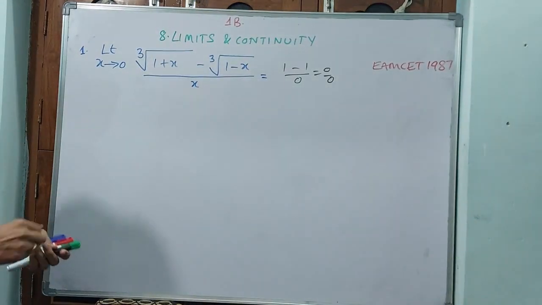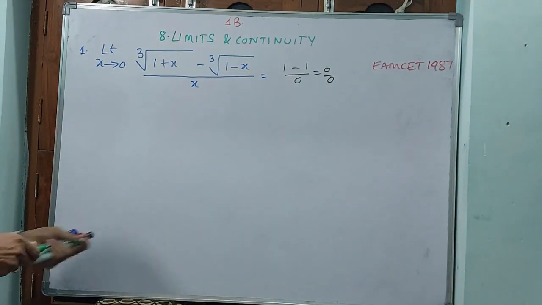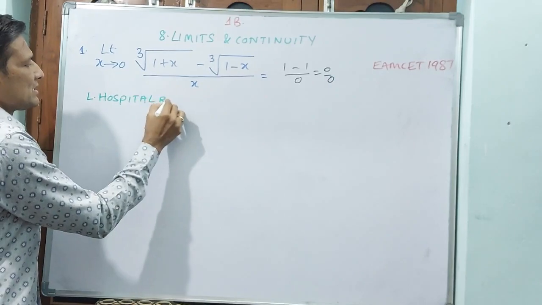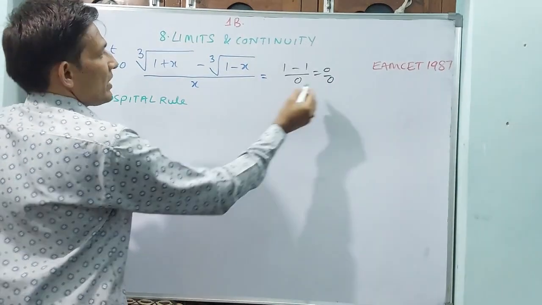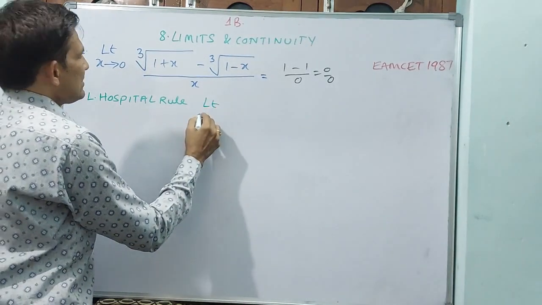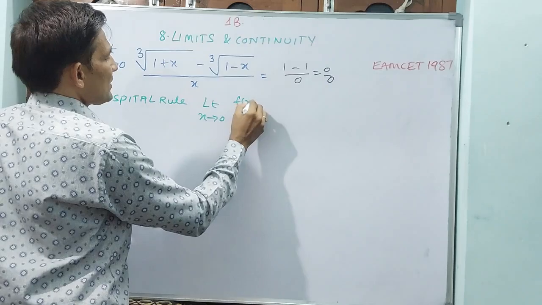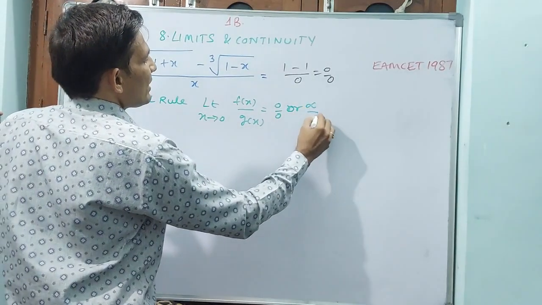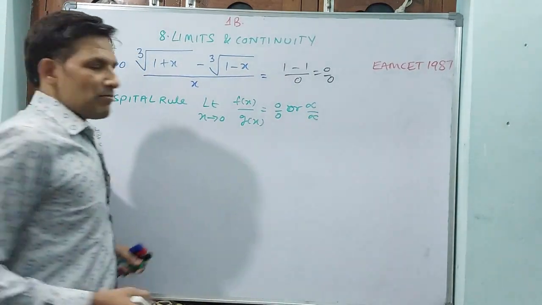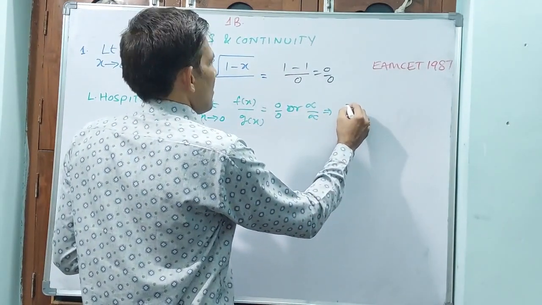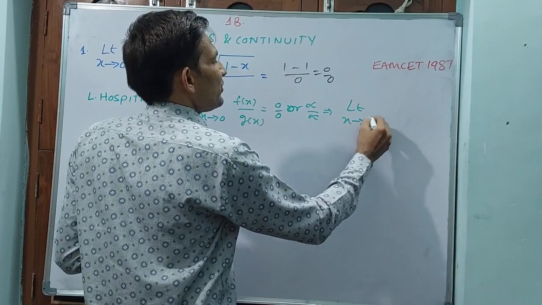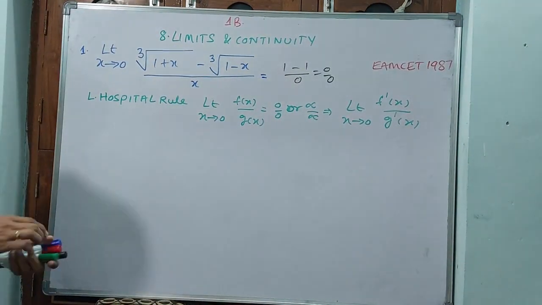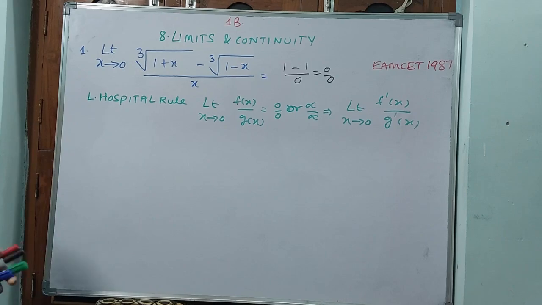In such conditions, we will apply L'Hospital rule. When we apply limit x tends to 0 of f of x by g of x, and it is either 0 by 0 or infinity by infinity, then we have to apply limit x tends to 0 of f dash x by g dash x. You differentiate both numerator and denominator. That's all. Let us proceed.